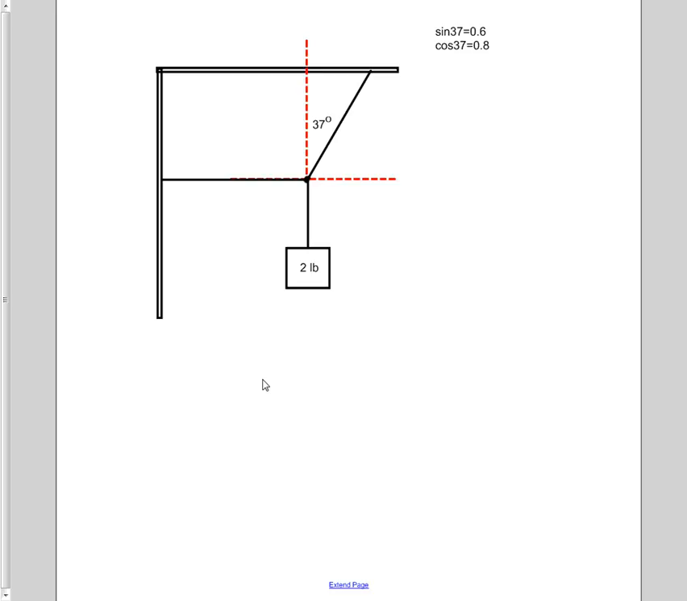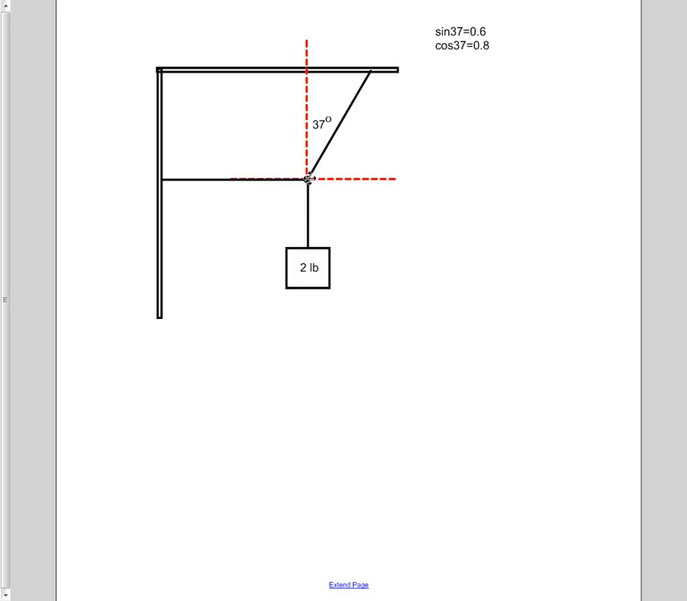Okay, I'm going to start doing a few Newton's first law examples, a little more complicated than the simple ones I've done so far. First one I've done is sort of a typical easy problem. Essentially, the picture is we have a 2-pound weight. It's hanging from a string.